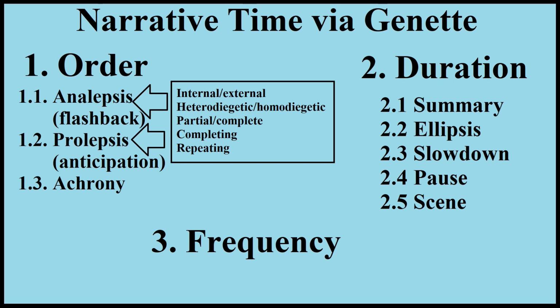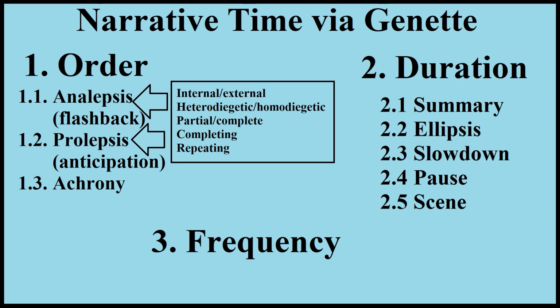You know, you can't just say, oh, the reason that analepsis is used is because of this. You can't do that. There's many different reasons that you might use distortions in the order of a narrative. So this is basically the order part of Genette. It is definitely the most complex. Duration and frequency are not as complex.